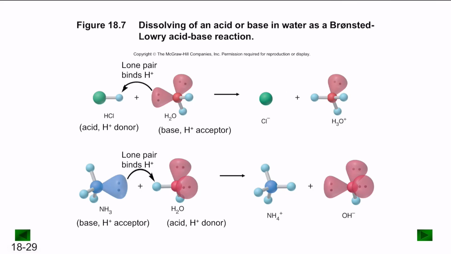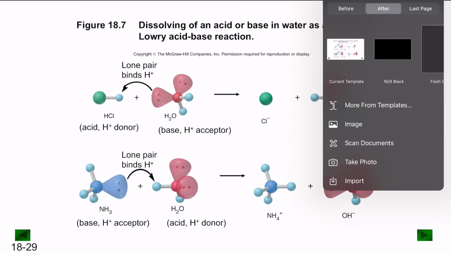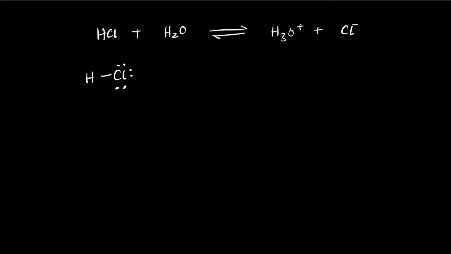So let's take a simple example of an acid-base reaction and take a look at it. Let's say we have HCl reacting with H2O. When HCl reacts with H2O, it forms H3O plus and Cl minus. So what happens here? You have hydrogen bonded with chlorine, with chlorine having 3 lone pairs of electrons, and you have oxygen, which has 2 lone pairs of electrons and 2 hydrogens.